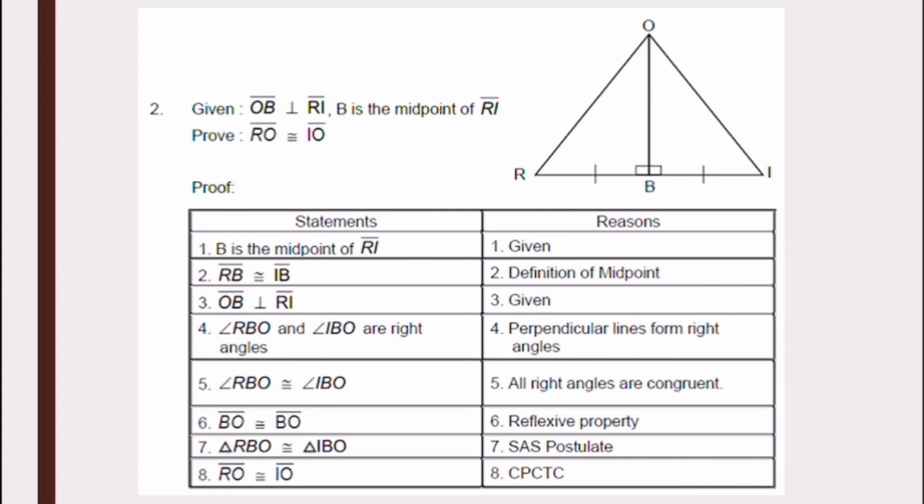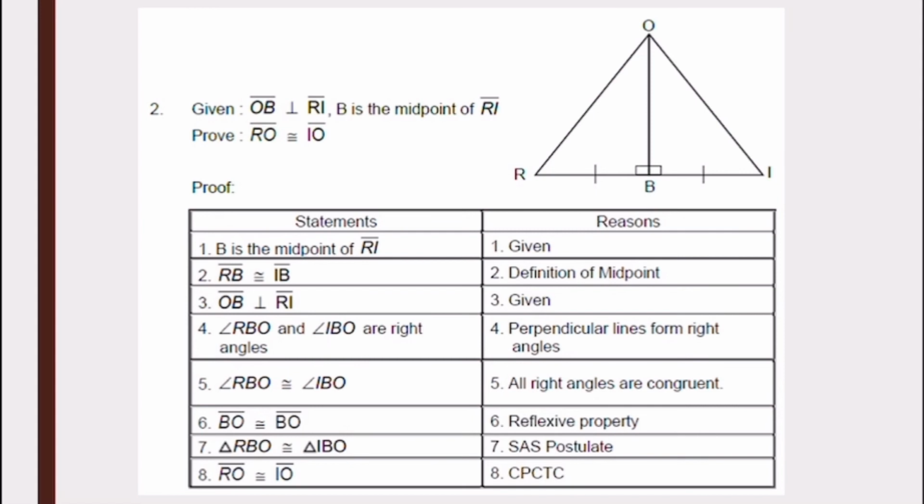For our fourth statement, we have angle RBO and angle IBO are right angles, and the reason here is perpendicular lines form right angles. And for our fifth statement, we have angle RBO is congruent to angle IBO. The reason is all right angles are congruent.